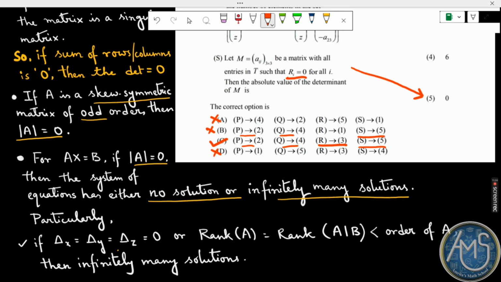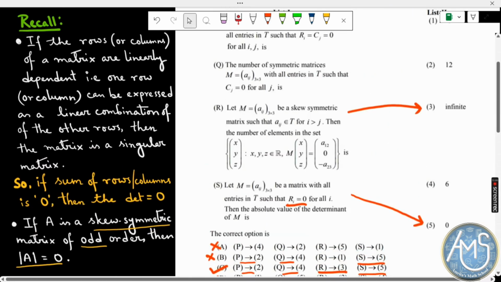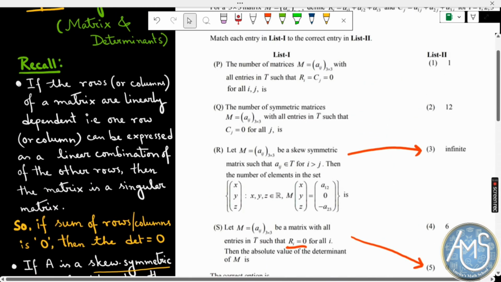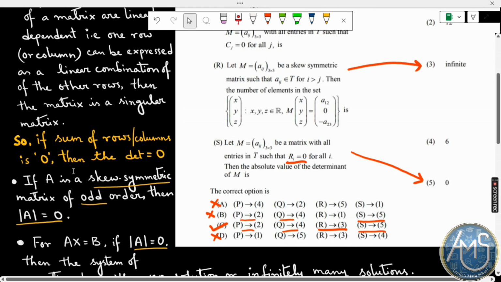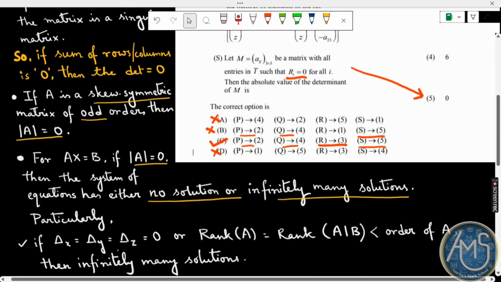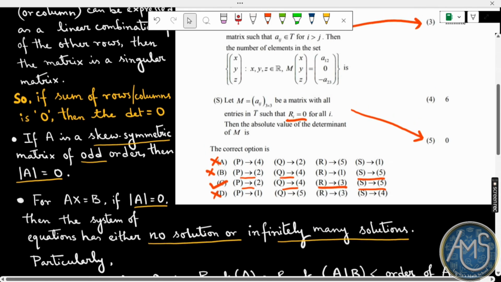So without solving P and Q, even if we recall or memorize these points, we can solve the question. If you know that the sum of the rows is 0, then the determinant is 0, so you can discard A and D.